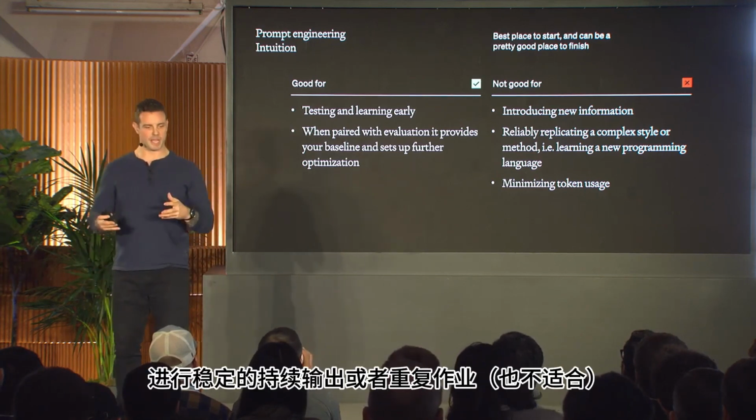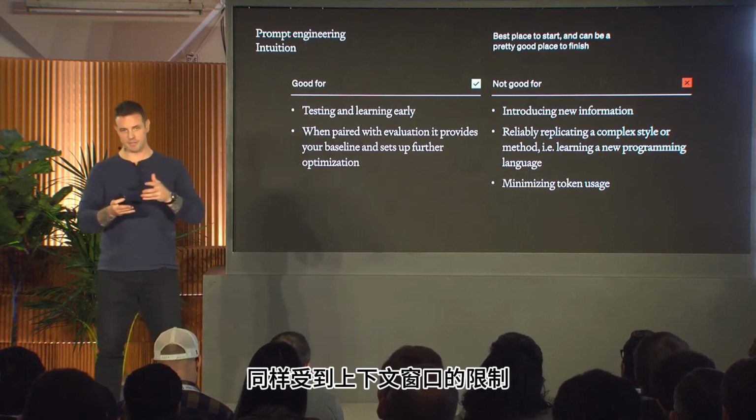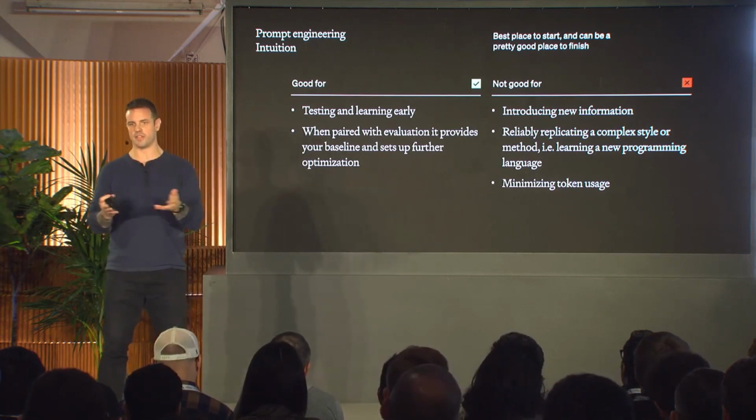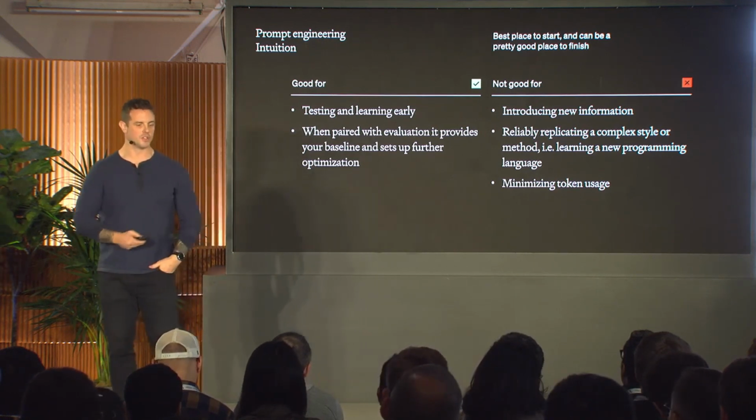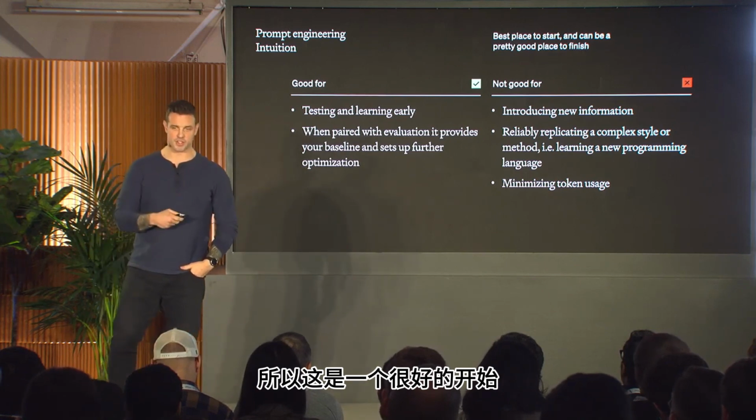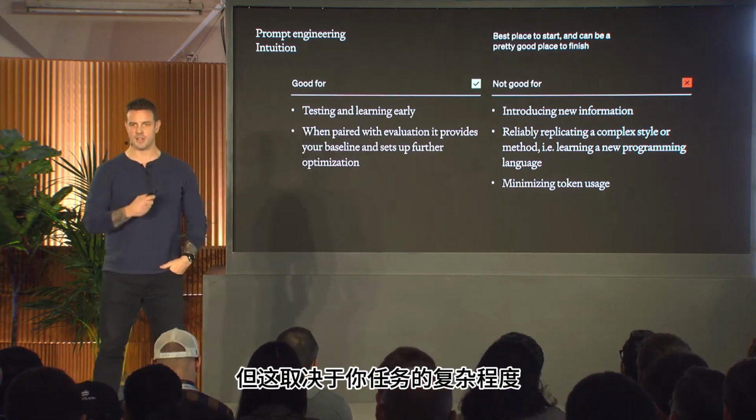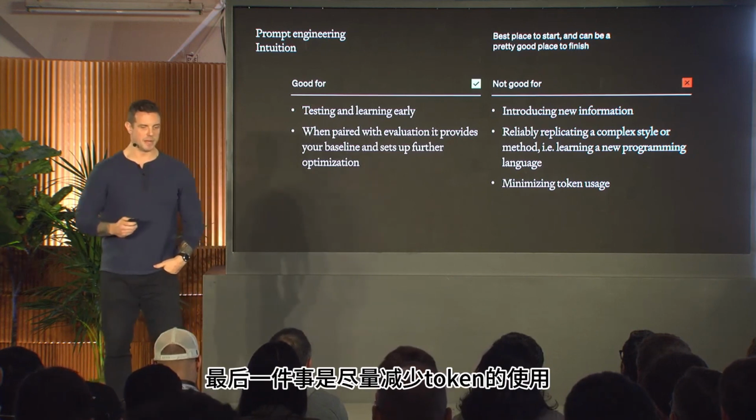Also, reliably replicating a complex style or method. Again, limited by the context window in terms of the number of examples that you can actually show to the model. So it's a great place to start, but depending on the complexity of your task, it might not get you there. And the last thing is minimizing token usage.